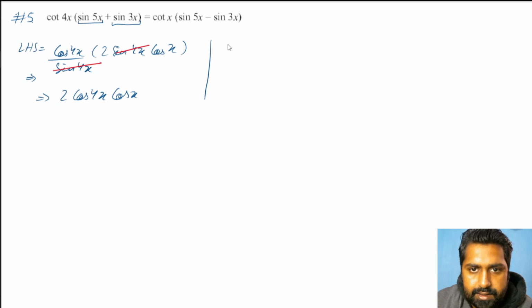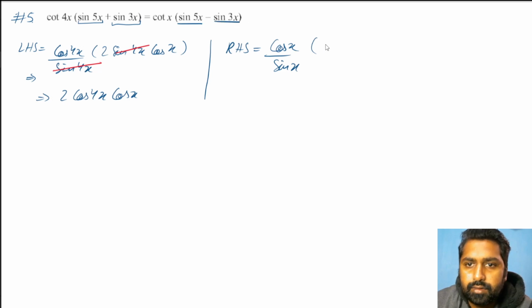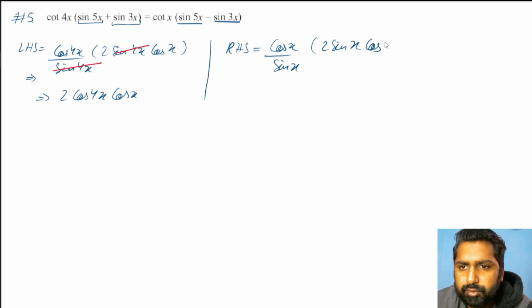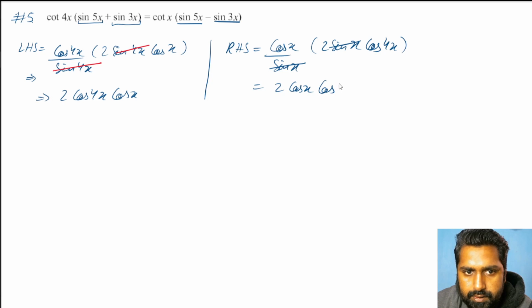Let's solve slightly RHS also. Cot x, I'll write cos x by sin x. And let's apply sin C minus sin D here. So that becomes 2 sine, subtraction, 5 minus 3, 2, 2 by 2 is 1. So sin x, cos, addition, 4 plus 3, 8 by 2 is 4x. Sin x cancels. So again I'm left with 2 cos x cos 4x.